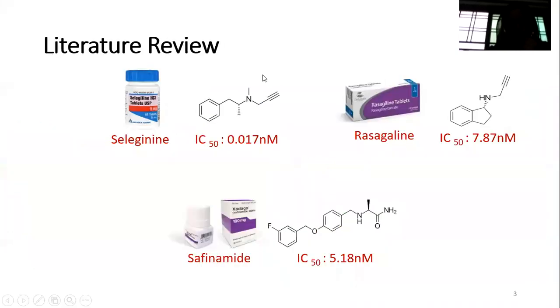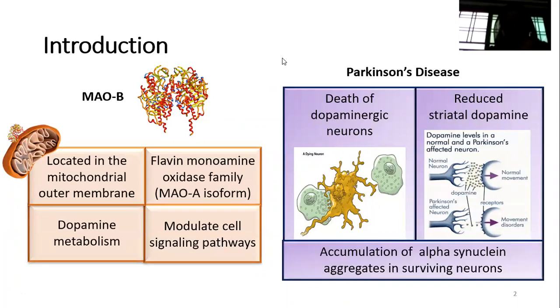So this MAO-B is involved basically in dopamine metabolism, where it modulates various cell signaling pathways that lead to the death and survival of various dopaminergic neurons. So in the brain there are various neurons. The death of the dopaminergic neurons occurs in Parkinson's disease. This is due to reduction in the striatal dopamine and accumulation of alpha-synuclein aggregates in the surviving neurons. And this is all basically due to MAO-B.